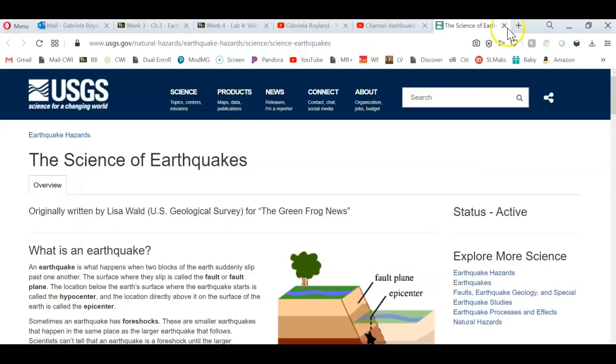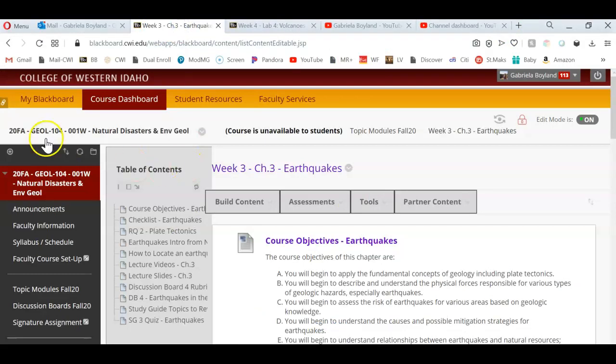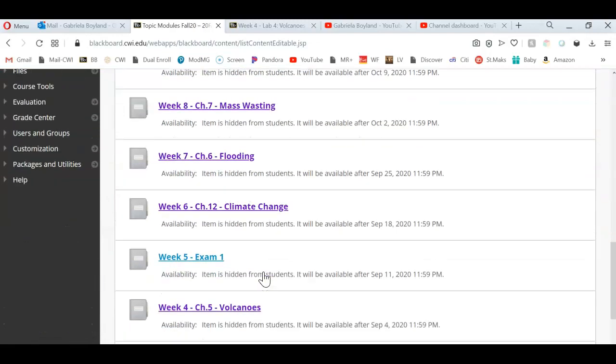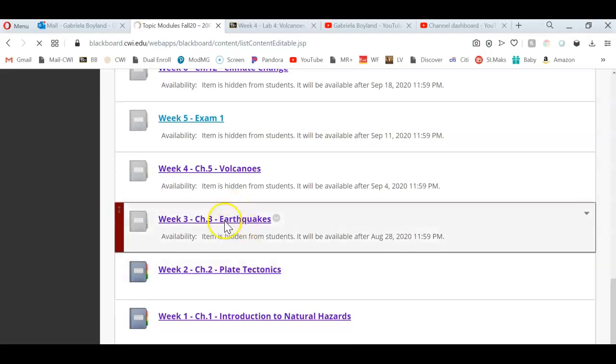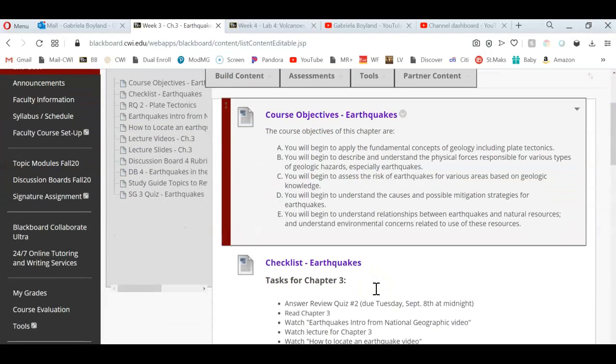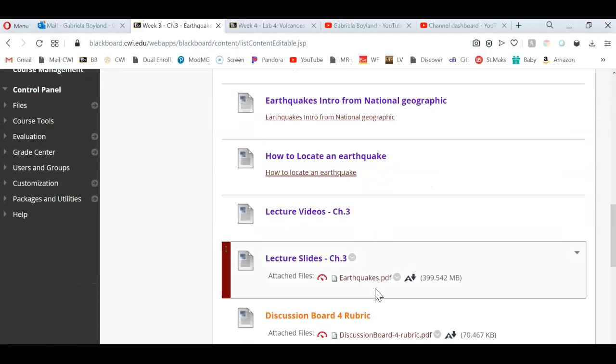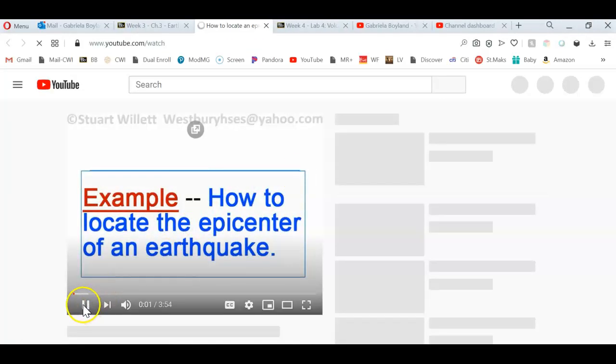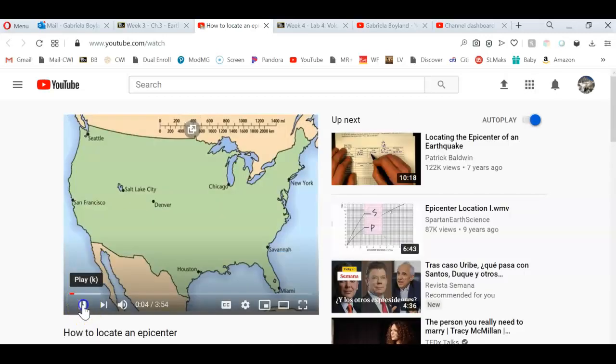If you go onto Blackboard, under the lecture part of the class, so remember, not the lab one but the lecture one, you're going to find topic modules. Under topic modules, go to week 3, chapter 3, which is on earthquakes. If you go a little bit further down, you'll be able to find this link right here, how to locate an earthquake. Click on that link, and that will take you to this video, which shows you how to use triangulation to locate an earthquake.